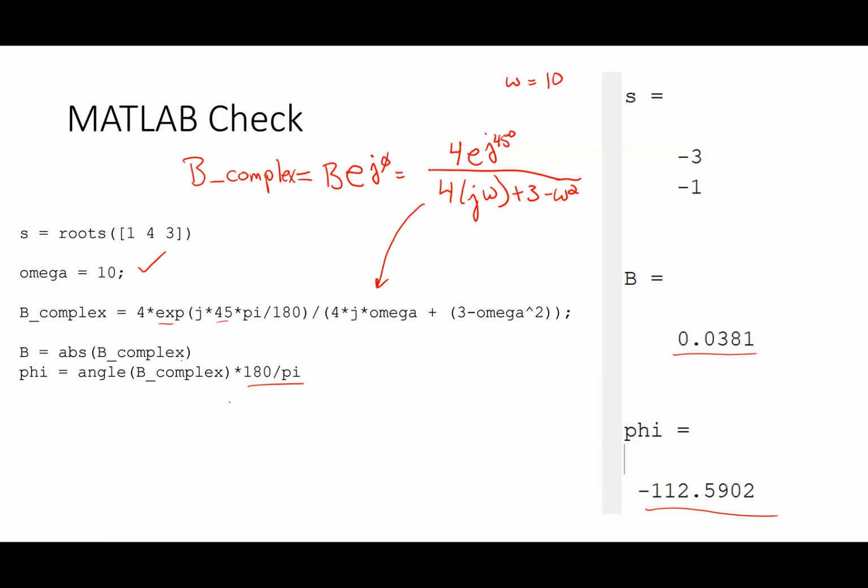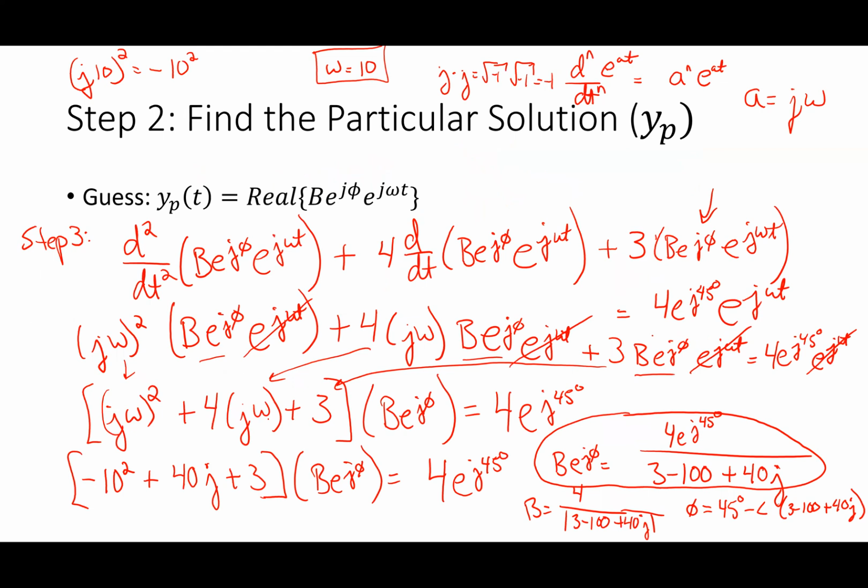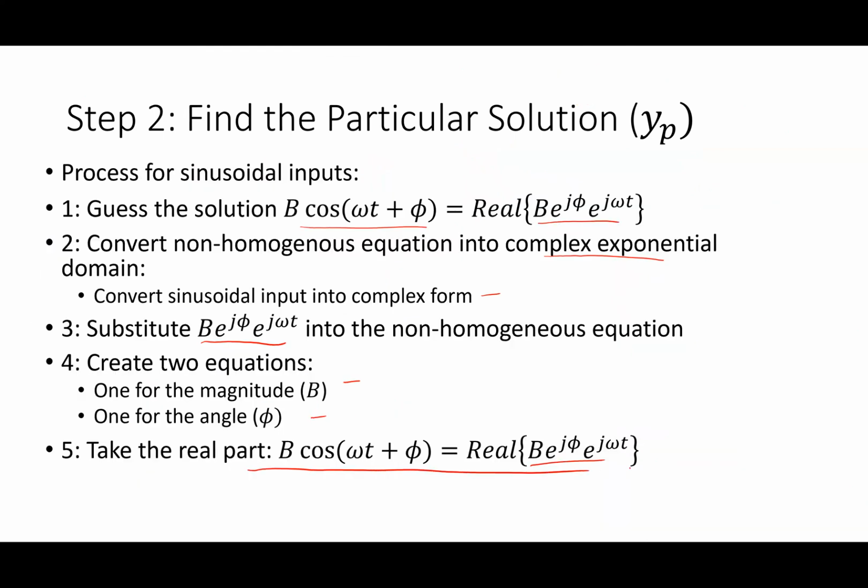So what I have is 0.0381 e to the j negative 112.5902 degrees e to the j 10t. This now is my particular solution, or at least the dynamic phasor for it. The very last step, step 5, was to take the real part to figure out what is the actual input.